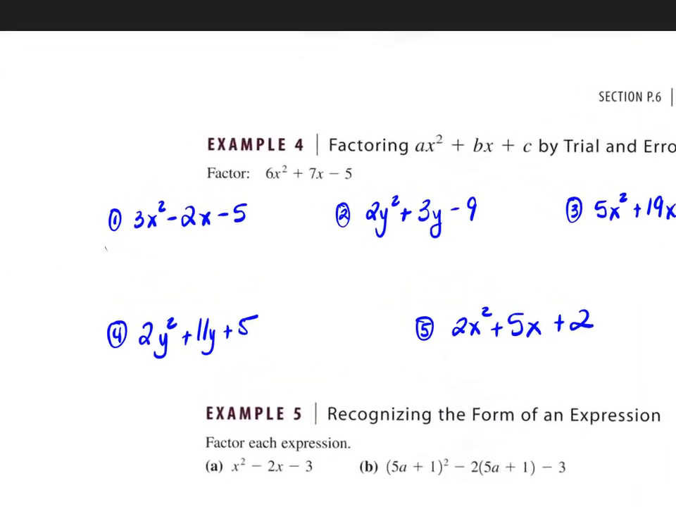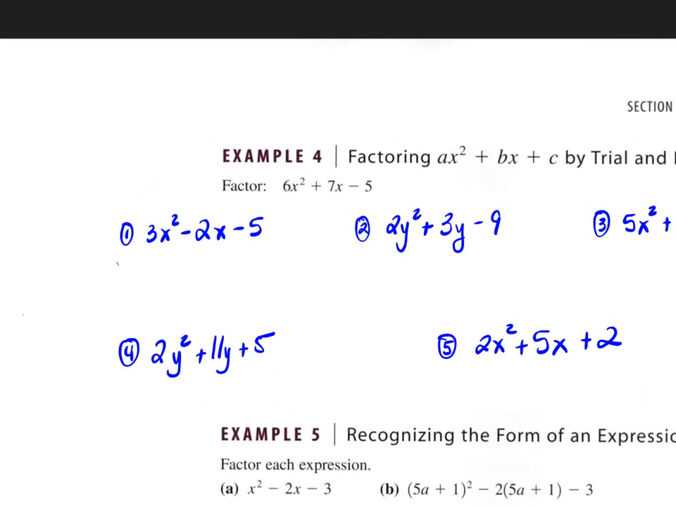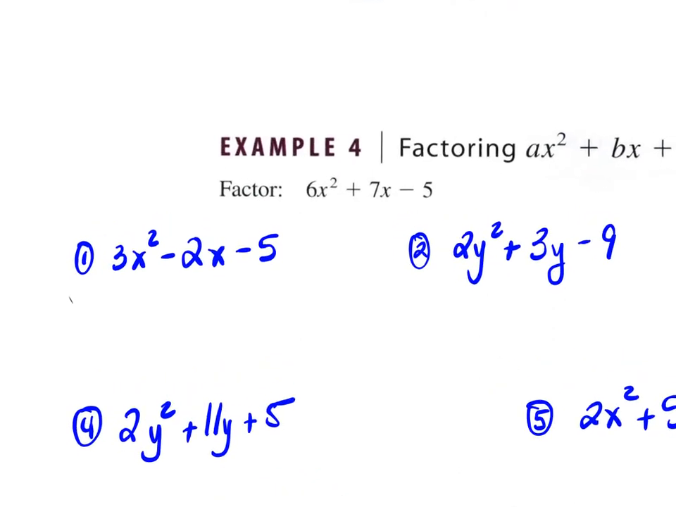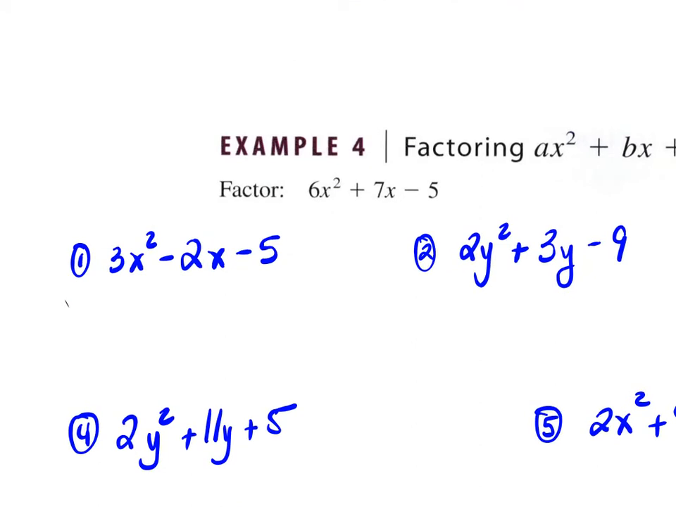When your a is something other than 1, so it's bigger than 1, we're going to multiply that a and that c term, find the factors of that in order to give us that b term, replace the b term with those two factors and the appropriate variable, and then factor by grouping. So with this one, number 1, we have 3x squared minus 2x minus 5. The 3 times the negative 5 is negative 15. We're going to find the factors of negative 15 that add up to be negative 2. So this is going to be 3 and negative 5.